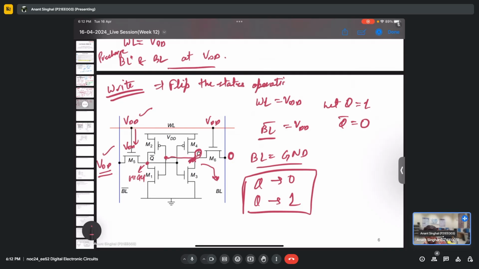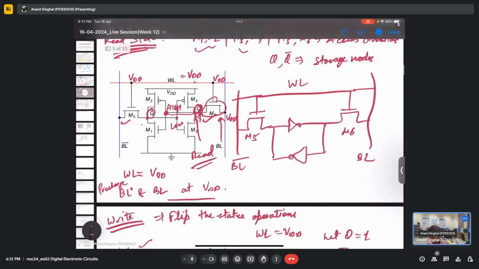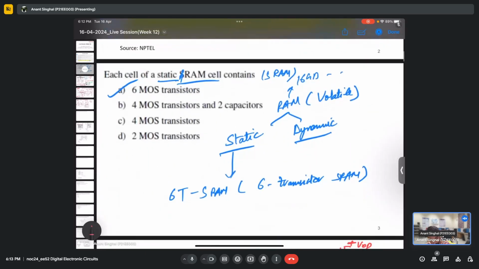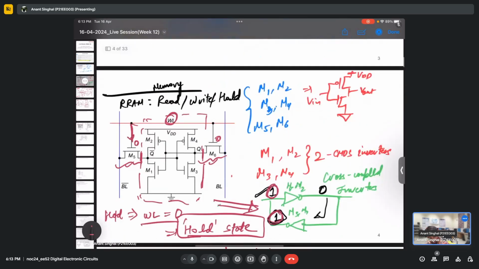This has all been covered in the theoretical lectures also, so for more information you can visit there. But I'm just giving a very basic overview to tell you what you need to know: the basic working of an SRAM. We can make an SRAM using 6 MOS transistors, and the most basic thing is we have 3 operations: read, write, and hold.